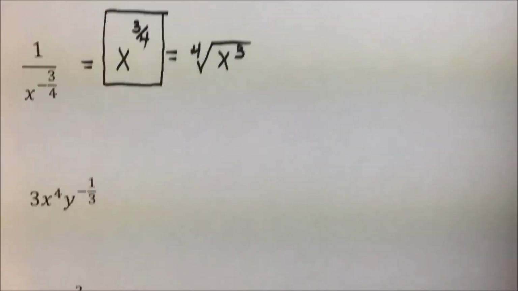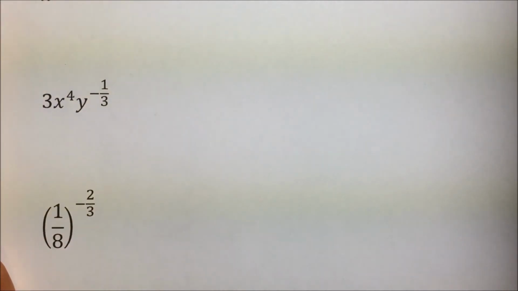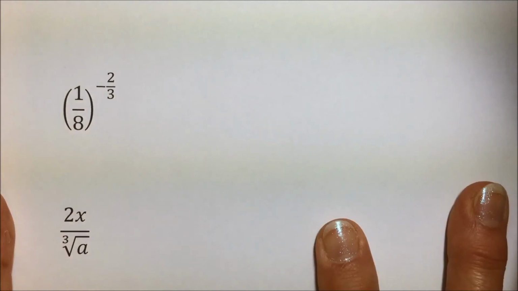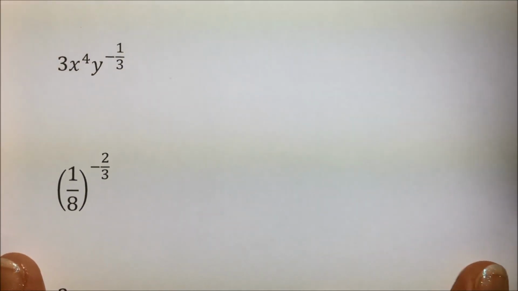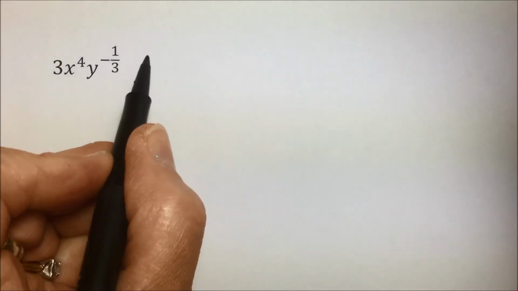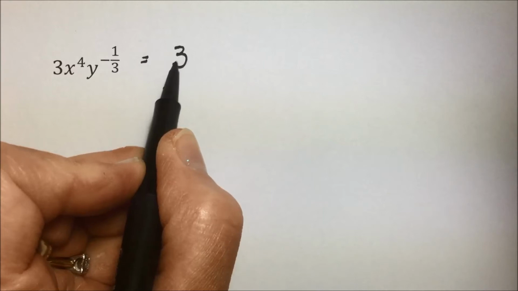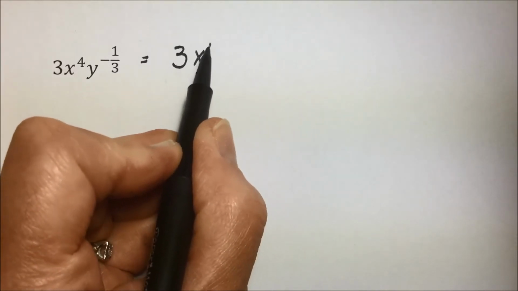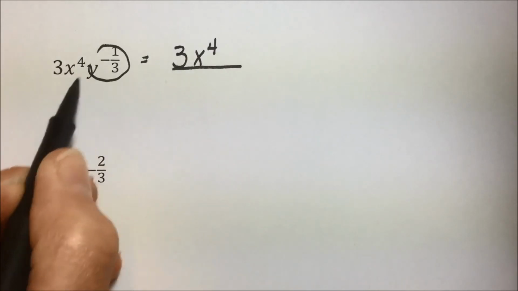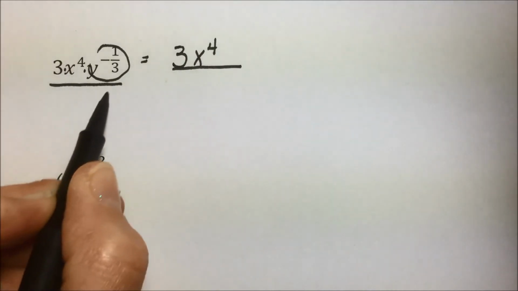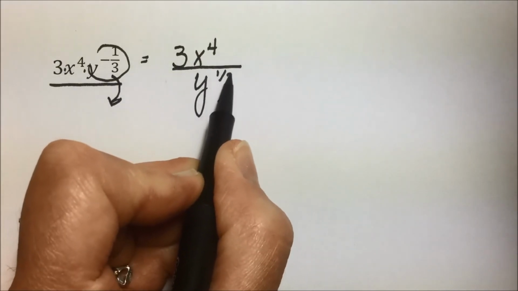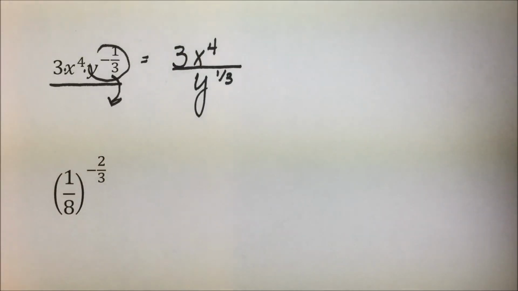In the next problem, we have a term that does have negative exponents in it. And to get rid of those negative exponents, let me slow this down a little bit. It's only the y that has the negative exponent in it. The 3 is fine, it's to the 1st power. The x to the 4th power is fine, but we will take this term to the denominator. These are all multiplied together to make it positive. So it will be y to the 1/3 power.